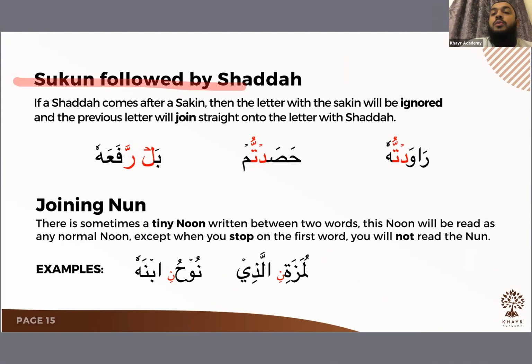Sukun followed by shadda is the same as idgham, like how we do idgham with nun sakin. But for idgham nun sakin, the condition is that the nun sakin has to be followed by one of these letters. Every time there's a sakin and the next letter after the sakin has a shadda, what do we do to the sakin? We ignore the letter with the sakin, and we jump to the letter with the shadda. So what would we read here? Would we say rawad tuhu or rawattuhu? Rawattuhu. Yes.